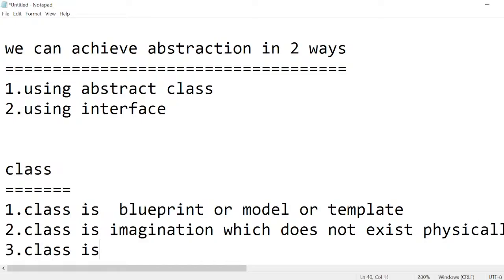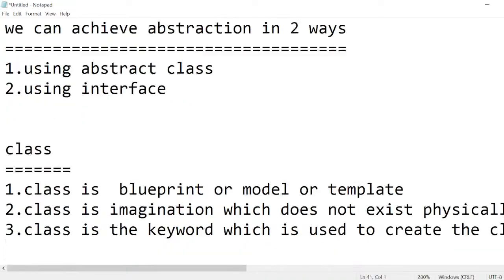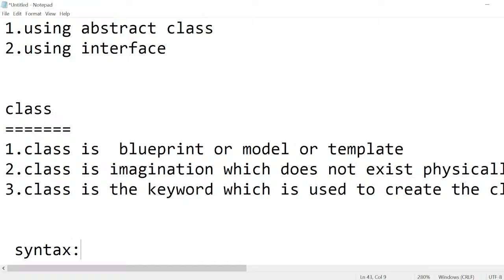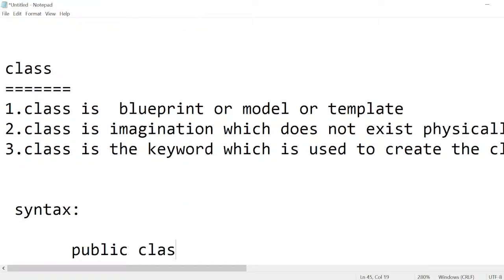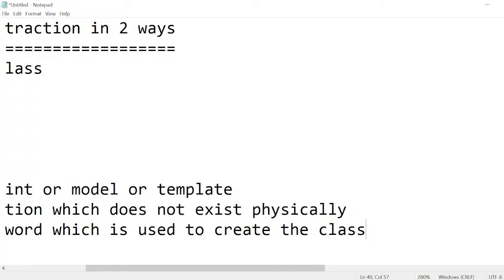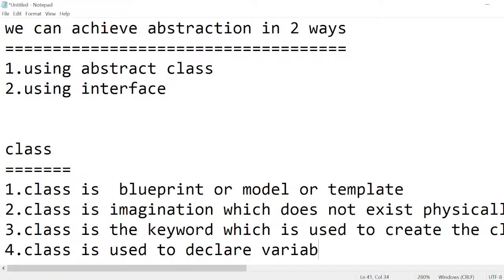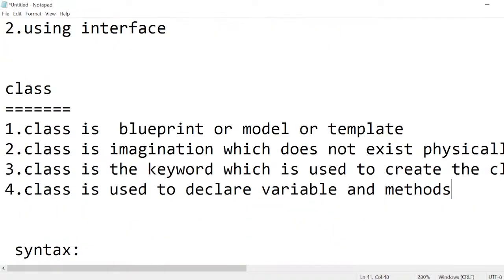Third step is class is the keyword which is used to create the class. The syntax for the class is access specifier, class keyword, and class name, and this is the scope of the class, right? Okay, fine. Next point is class is used to declare variables and methods.